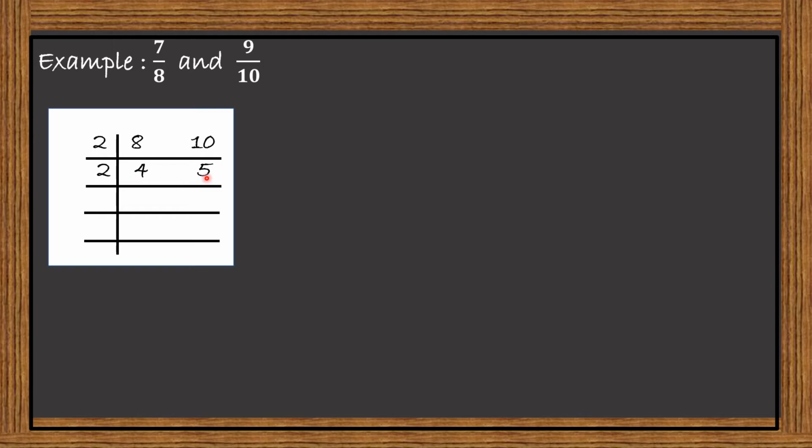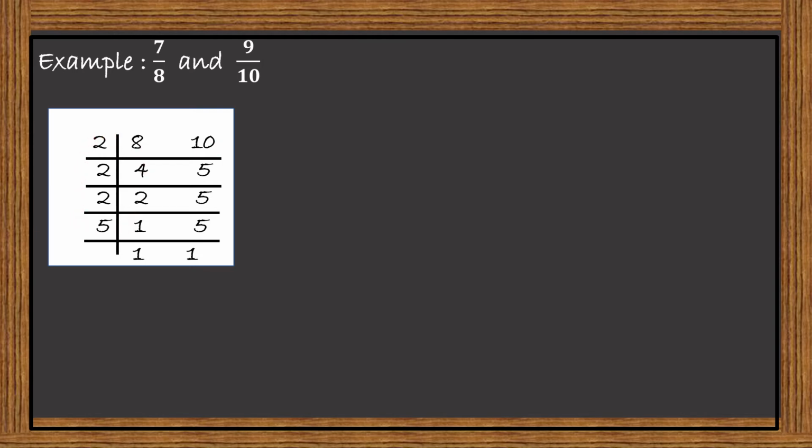Now amongst 4 and 5, 4 is divisible by 2. So it is 2 2s are 4 and 5 will be as it is. Now amongst 2 and 5, 2 is divisible by 2. So it is 2 1s are 2 and 5 will be taken as it is. Now this 5 is divisible by 5. Yes. Now when we multiply all these numbers on the left hand side, we will get the LCM of 8 and 10.